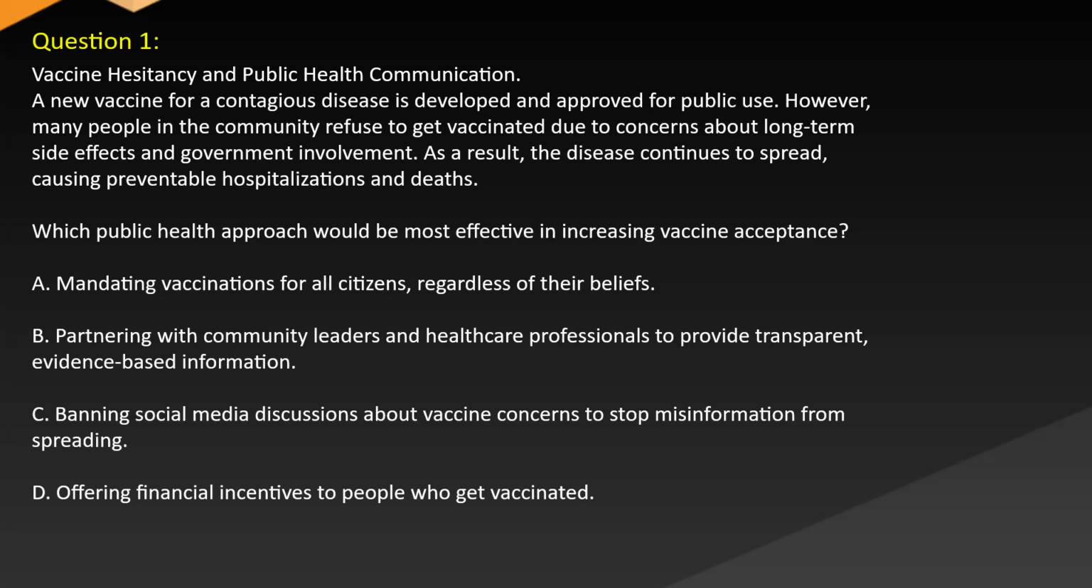Question 1. Vaccine hesitancy and public health communication. A new vaccine for a contagious disease is developed and approved for public use. However, many people in the community refuse to get vaccinated due to concerns about long-term side effects and government involvement. As a result, the disease continues to spread, causing preventable hospitalizations and deaths. Which public health approach would be most effective in increasing vaccine acceptance?